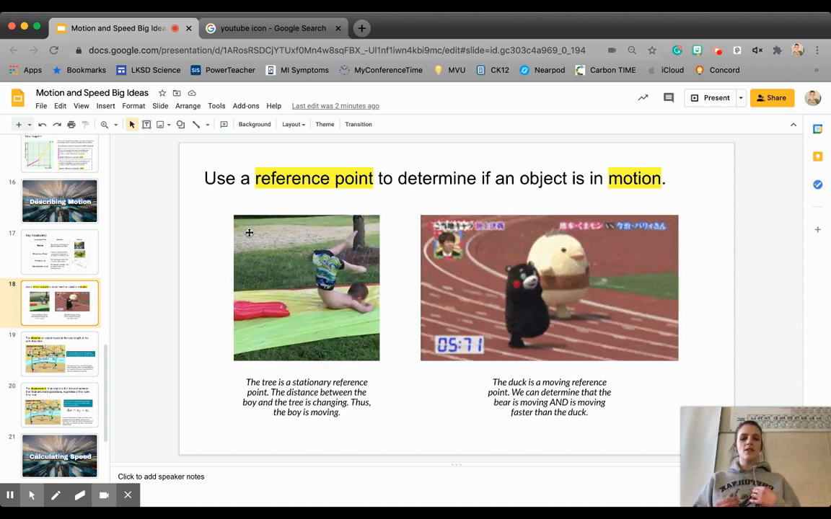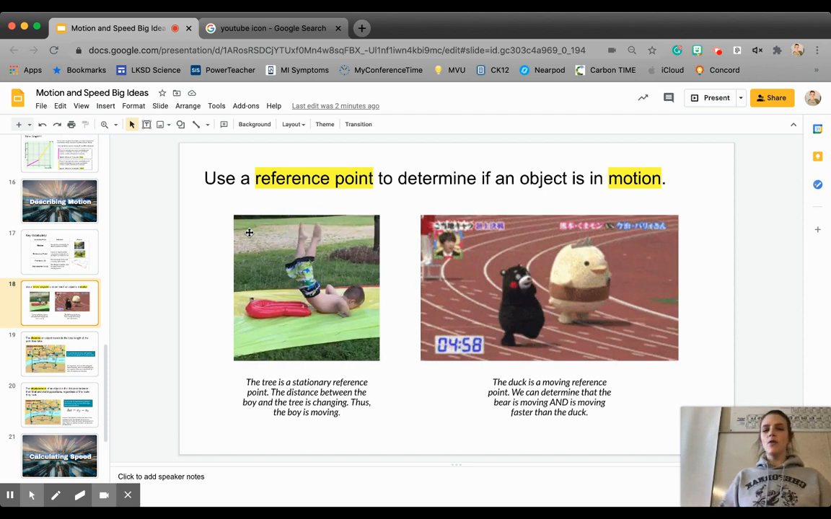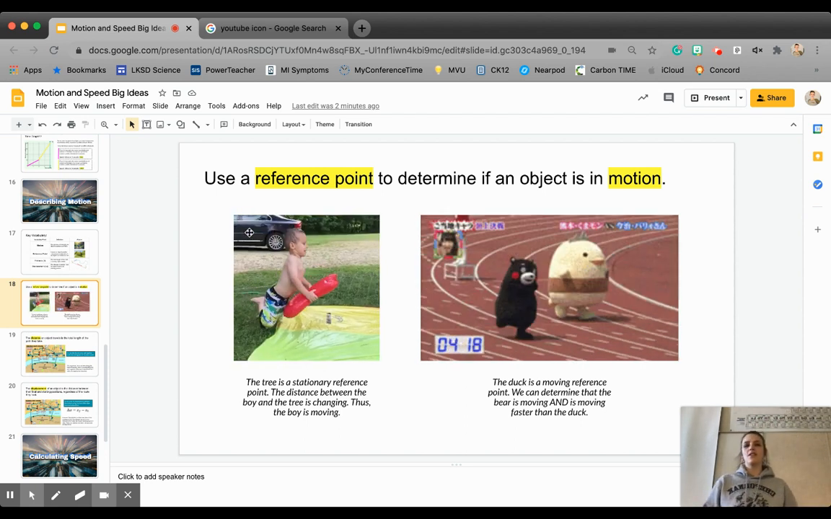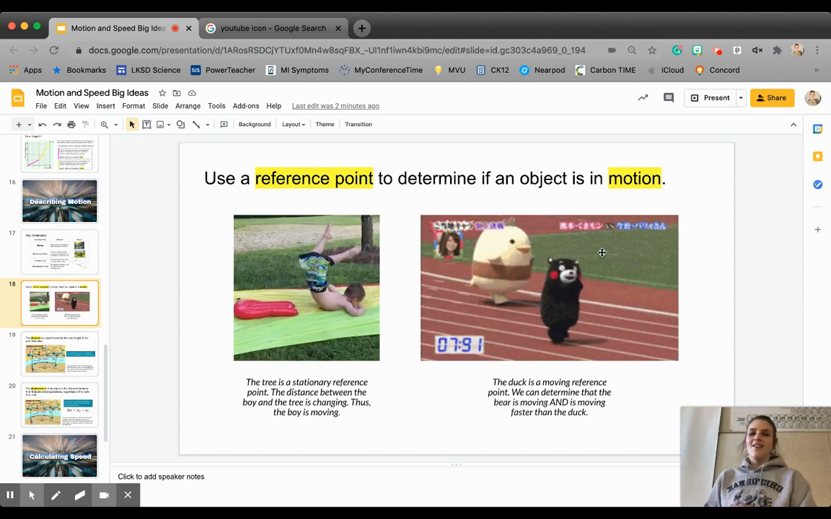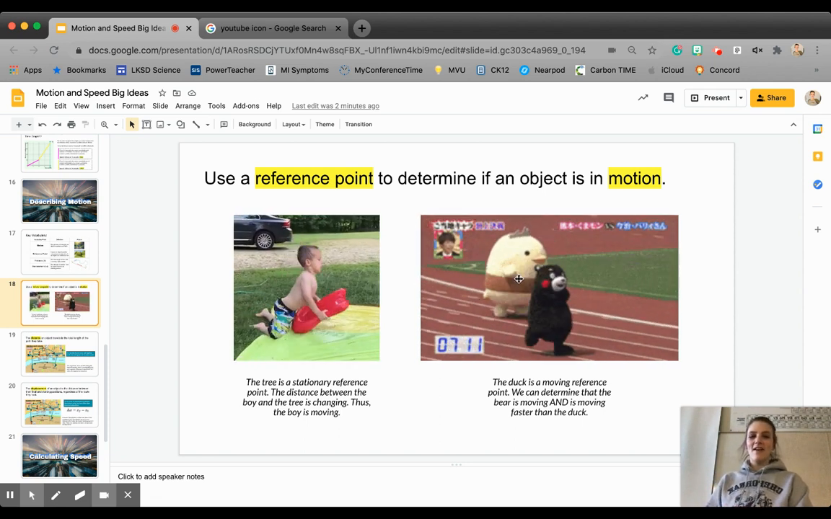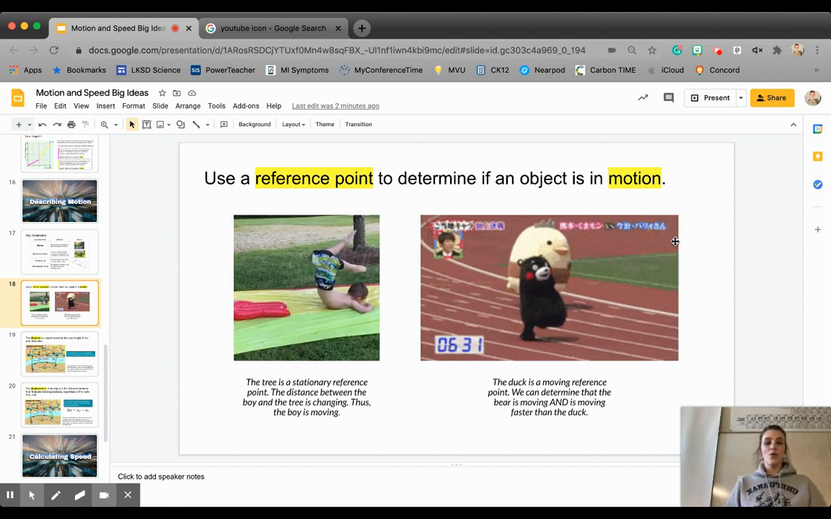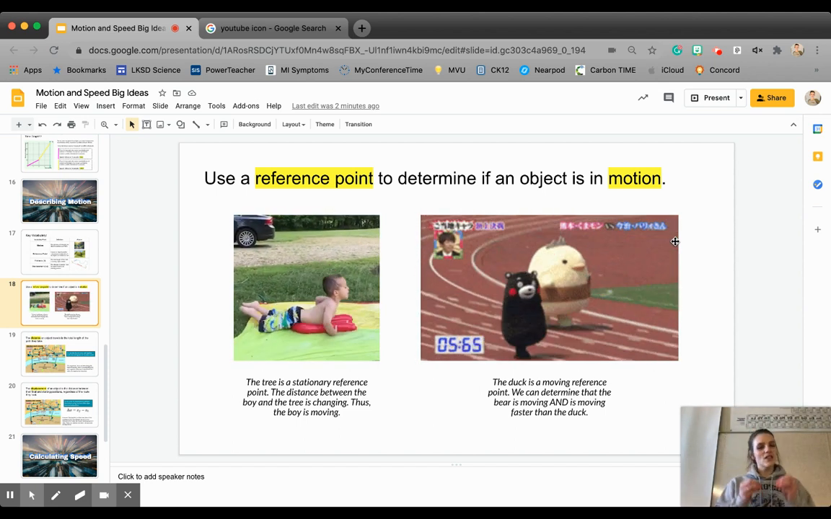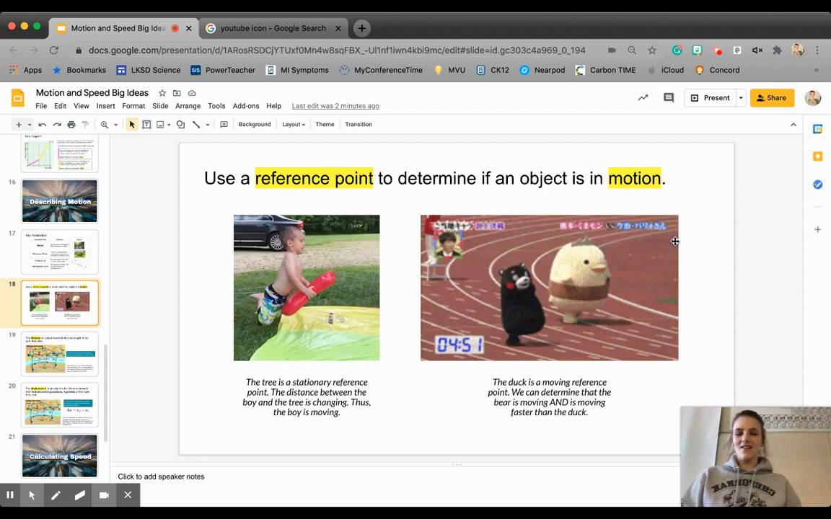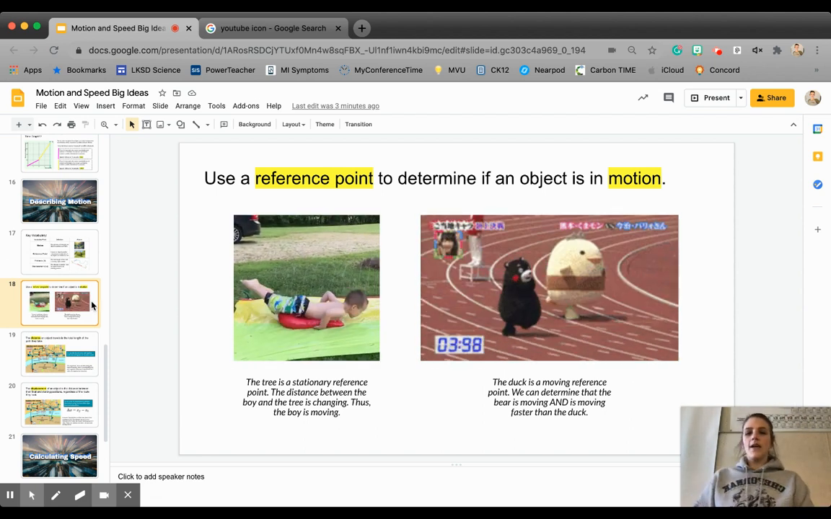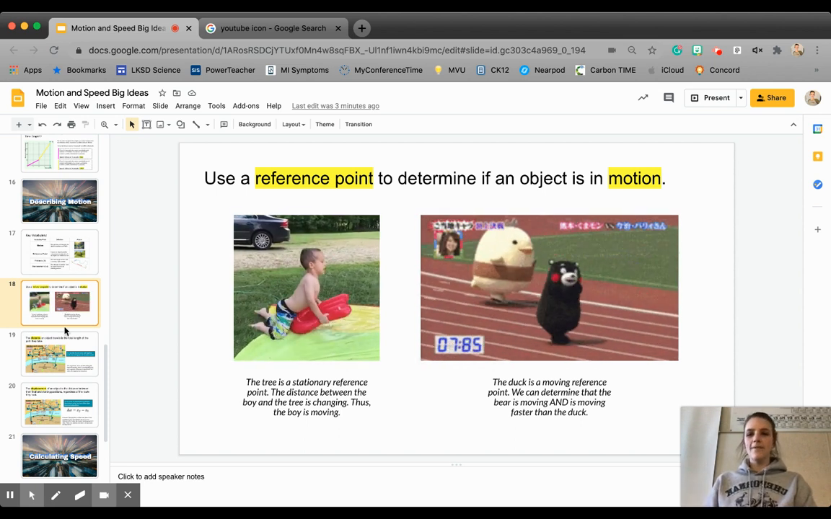Now, we can also use objects that are also moving as reference points, but that's mostly used to help us determine if an object is moving faster or slower, right? So if we look at the video on the right-hand side, we have a bear and a duck, and we want to determine, is that bear moving faster or slower than the duck? We would compare just those two objects' motions to each other, and we would say that the bear is moving faster than the duck. Okay, so motion is depending on changing position compared to a reference point.